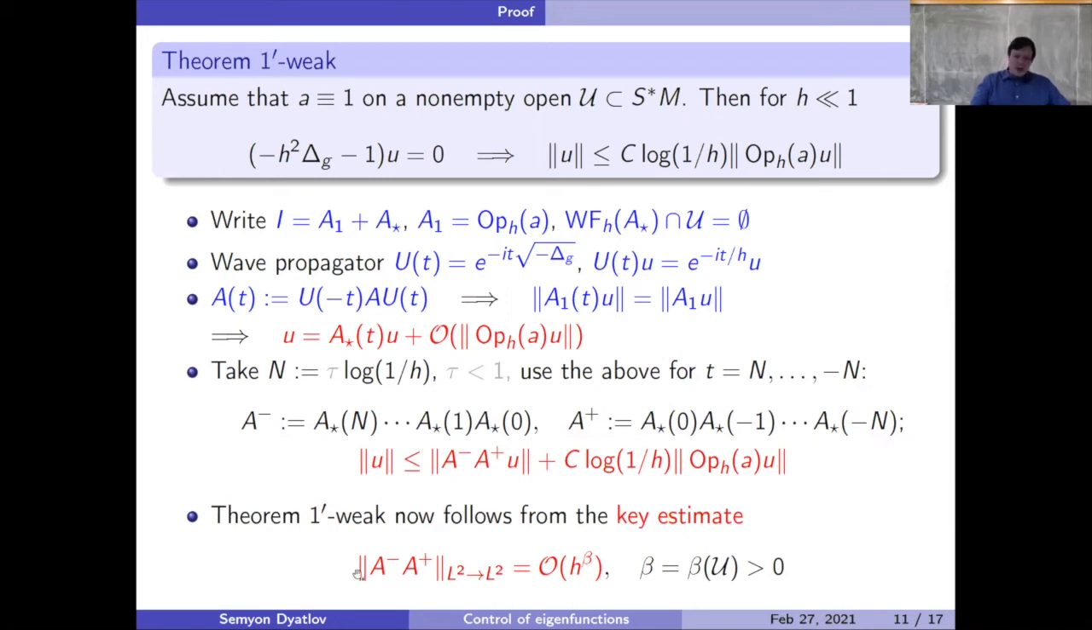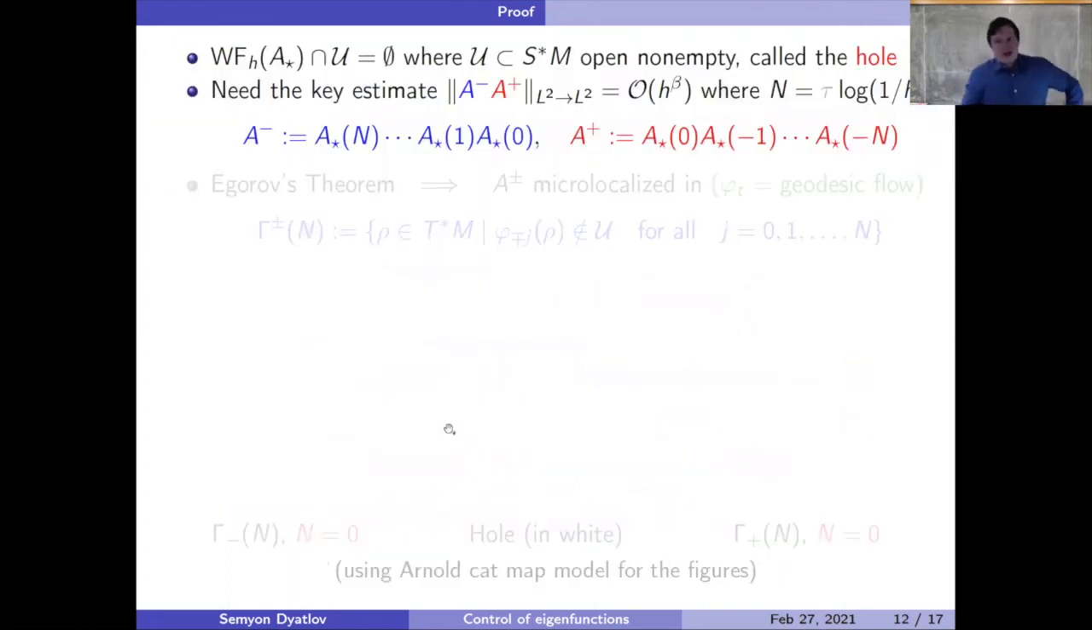So the key thing is really how to show that when I localize to these thin sets in position frequency space, one corresponding to being forward non-trapped, so not going through the hole, the other one backward non-trapped, how can you show that this localization is small in L2 to L2 norm? So this is where the Fractal Uncertainty Principle comes up. But before we get to it, let me show you what these sets look like. So here is a review. So here is the estimate that we need.